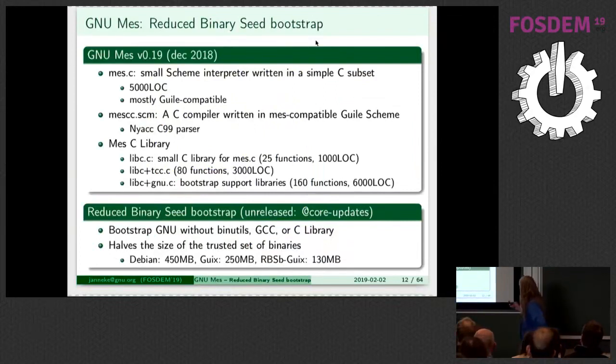So Mes, we had most of this. Yeah, so the reduced binary seed bootstrap, the thing that's new here, is that it has the binary seed that we use to bootstrap, reduced from 250 megabytes to about 130.